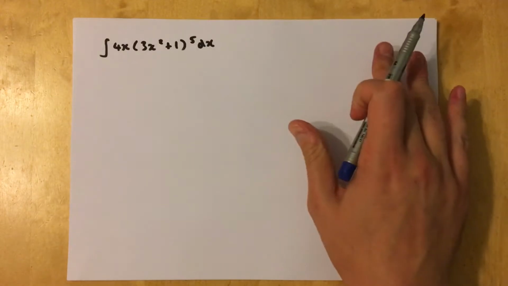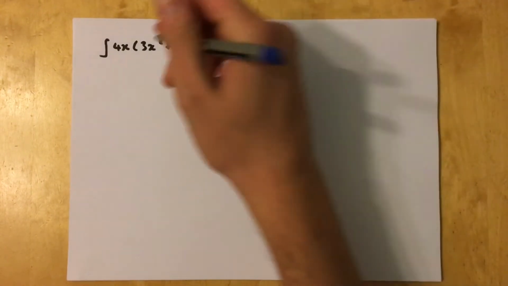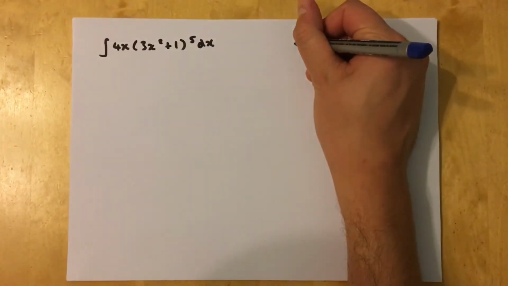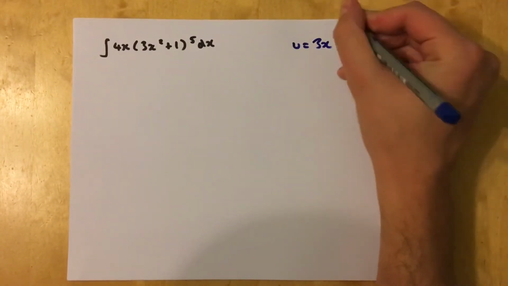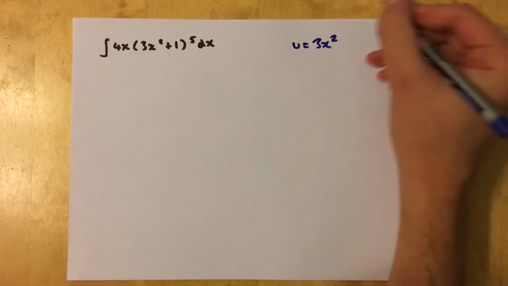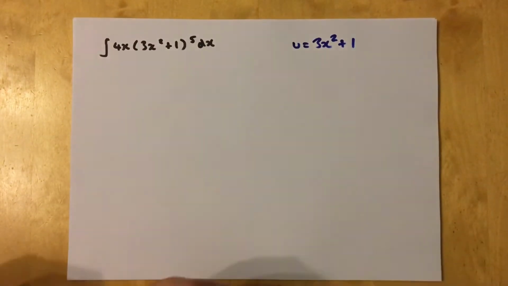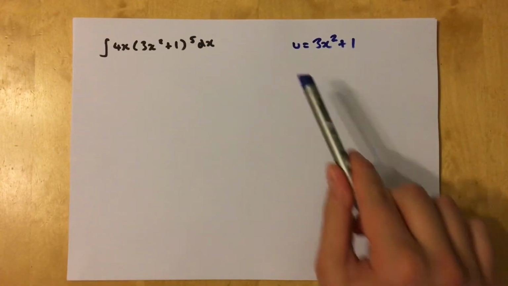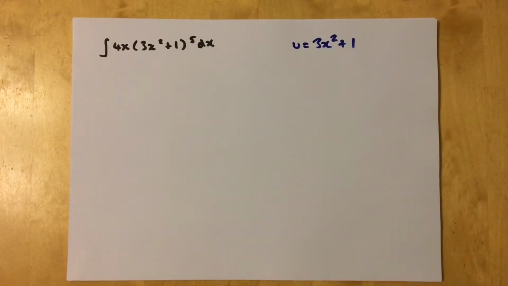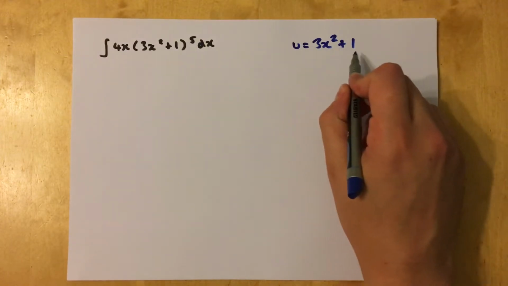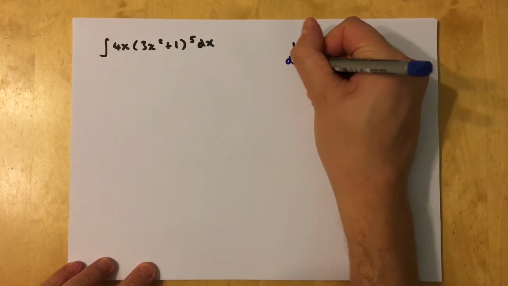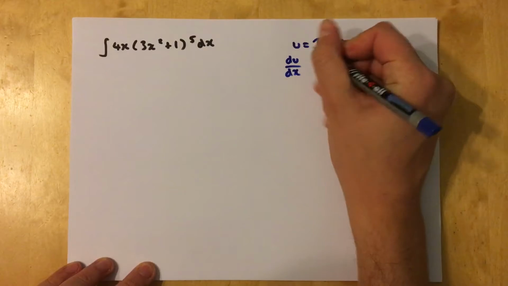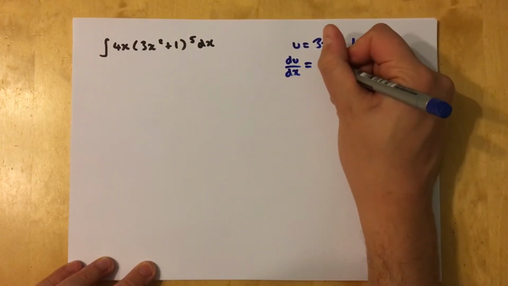So I'm going to go over to the side of the page and say, well, this inner function 3x squared plus 1, I'm going to call u. You can use any variable you want. I know some of you will want to use smiley face. It doesn't matter, but yeah, don't use smiley face. And then what we do every time we do integration by substitution, unless we're told what to use in the question, is decide what function we're going to replace, and we differentiate it. So we get du dx, and differentiating this, we get 6x.